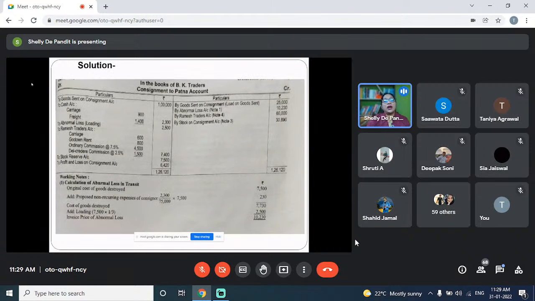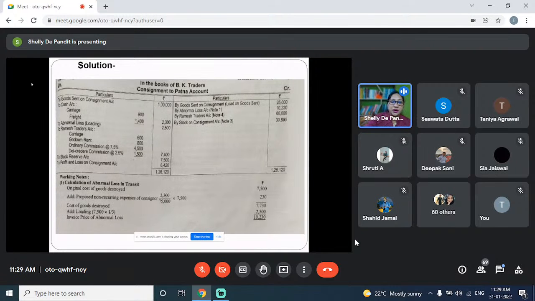So now, what has been asked in the sum is that we have to open the consignment account and the necessary ledger accounts in the books of the consignor. And you all know that we have to write down the place, right? So we have written the consignment to Patna account. Now, what is the first entry? We all know, first of all, we have to write down goods sent on consignment.